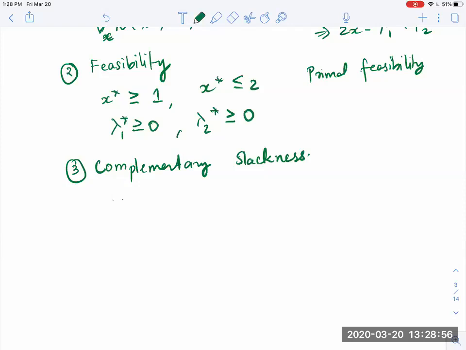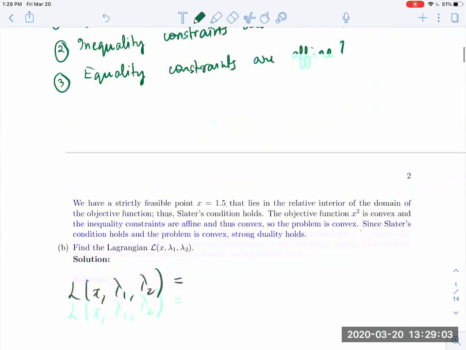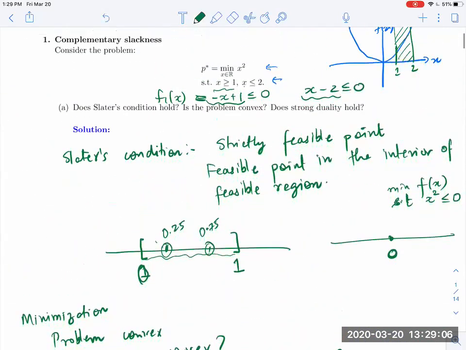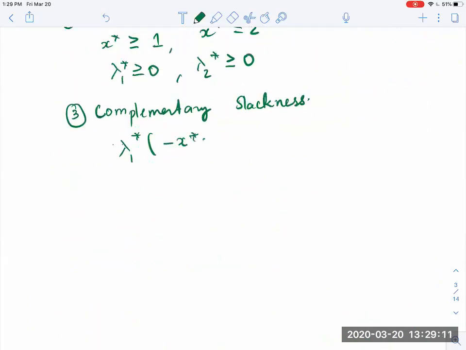You can precisely write it as lambda 1 star times the corresponding constraint, which was, let me go back, f1 of x, right? How do you write it here? Minus x plus 1 equal to 0. So what does this mean? This means that if your lambda 1 star is not 0, that implies your x star should be equal to 1. Is that clear why? Because you want the product to be 0. So if your first term is non-zero, your second term must be 0.